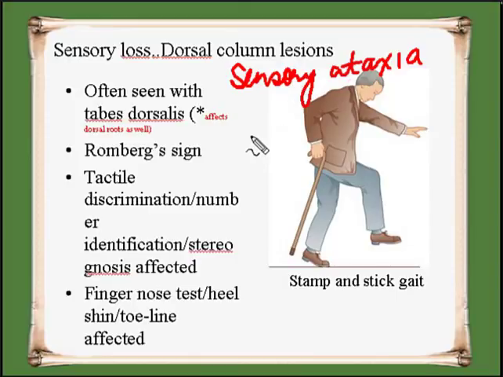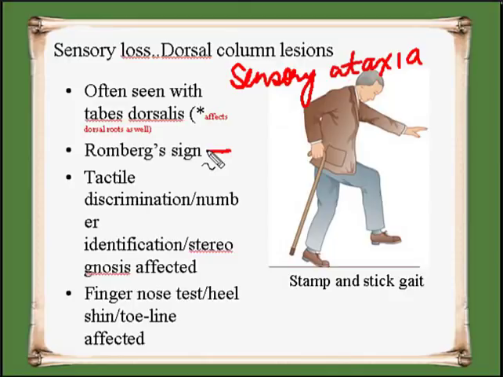So let us see what are some of the things that we see in this. There is something known as Romberg sign, and in tabes dorsalis, if you ask the person to walk in a straight line, they are not able to walk if their eyes are closed, but if their eyes are open, they can walk properly in a straight line because the visual input is there.